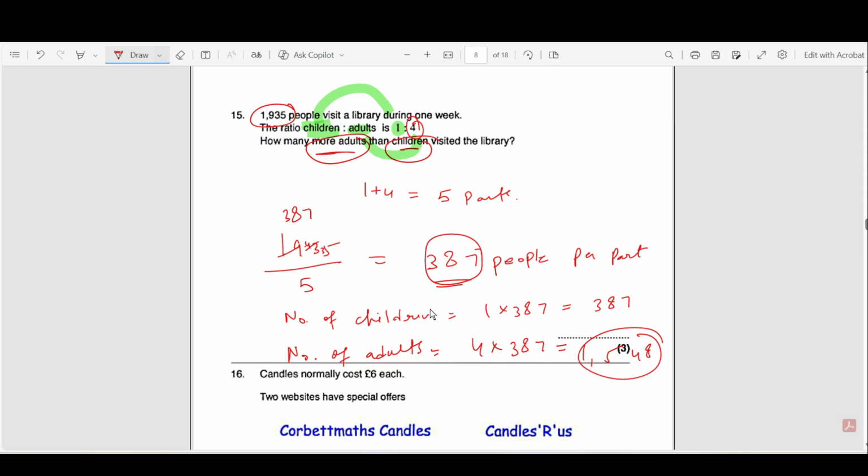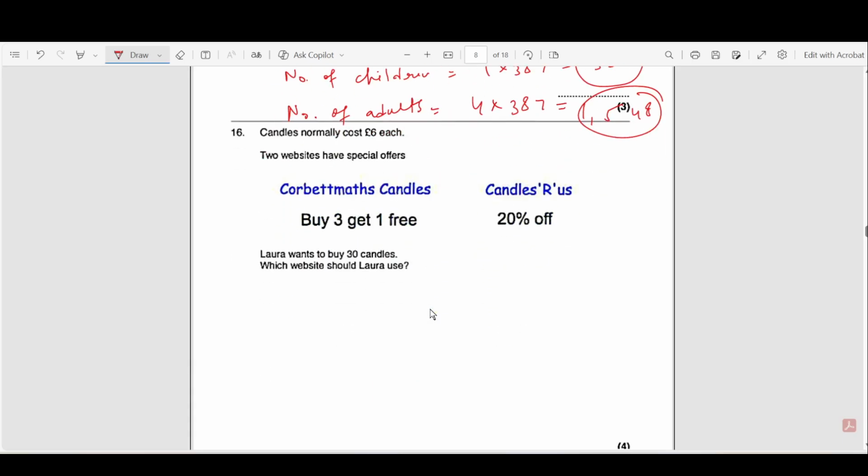Now we need to find how many more adults there are than children. Whenever it says how many more this is than the other, to compare, we subtract. So we subtract, this is children, this is adults. 1548 minus 387 is 1161 people. That means there were 1161 more adults than children who visited the library. Clear?